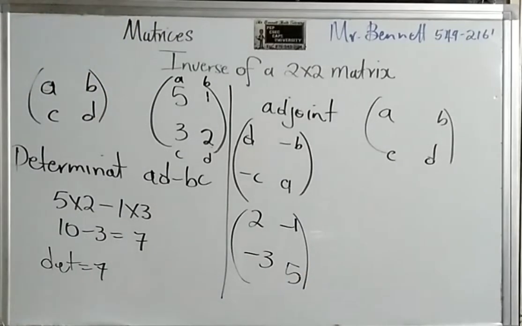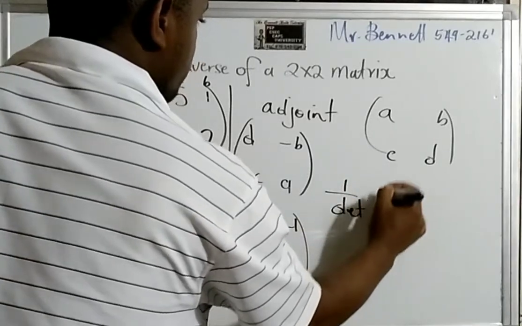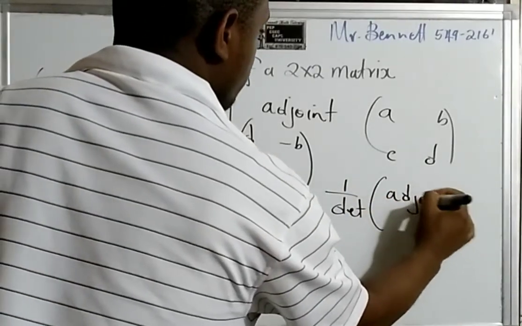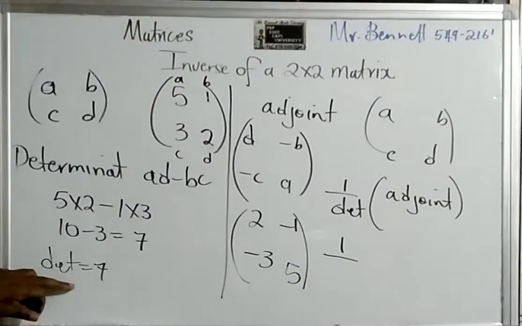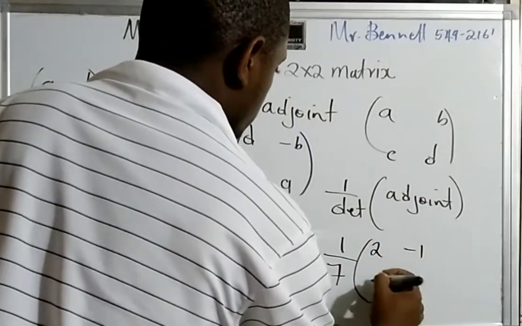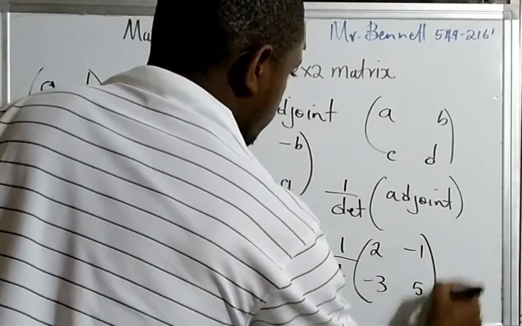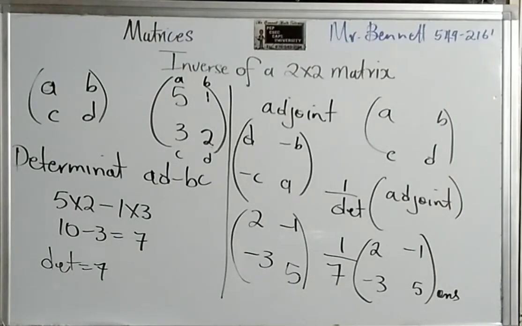But this is just the adjoint. Together with 1 over the determinant and the adjoint, that gives us the inverse. So remember what we got here, 7 was the determinant, and we can do this now, negative 3, negative 5. And this is very important when you are solving simultaneous equations. Look out for that video coming up shortly. So that is how you find the inverse of a 2 by 2 matrix.